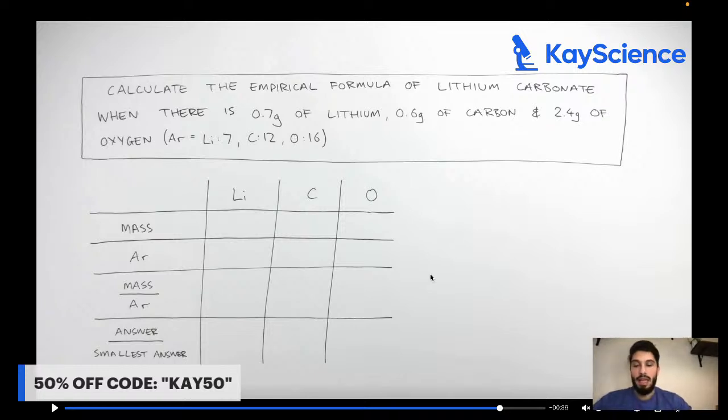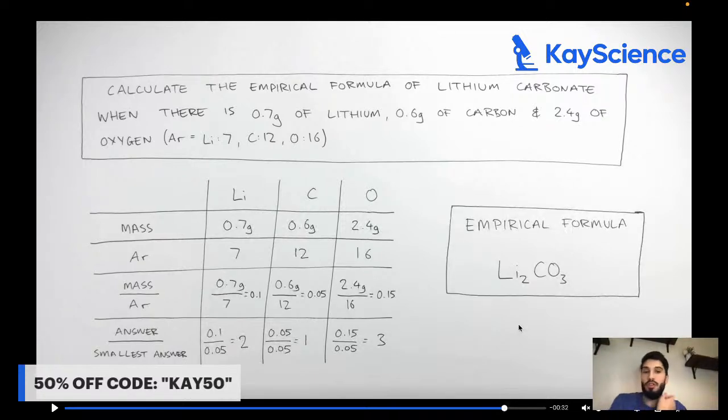Okay, let's go through. We've had 2 minutes. This is a 3-mark question in an exam. Ideally, for a 3-mark question, I want you to do it in between 2 and 3 minutes every single time, to manage your time in the exam. So I'm going to show the answers. This is what you should have got: Li2CO3. How did we get there? The masses are in the question: 0.7 grams, 0.6 grams, 2.4 grams. The relative atomic masses are in the question: 7, 12, and 16.